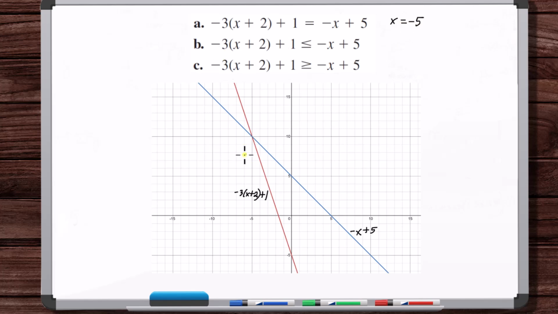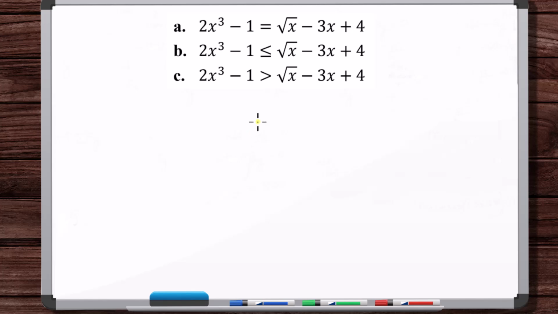Okay, where is the red curve less than or equal to the blue curve? Well, anywhere over here when x is greater than or equal to minus 5. Now when is the red curve greater than or equal to the blue curve? Anywhere over here when x is less than or equal to minus 5. Okay, what do we do here?